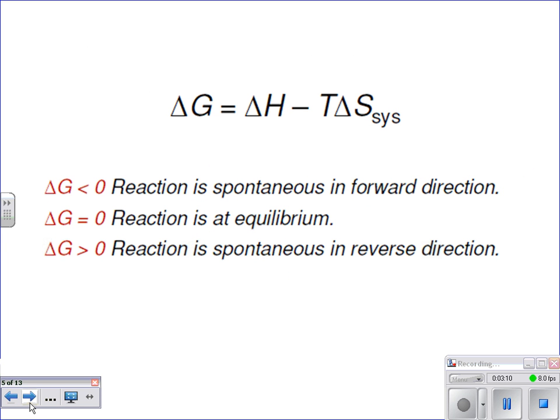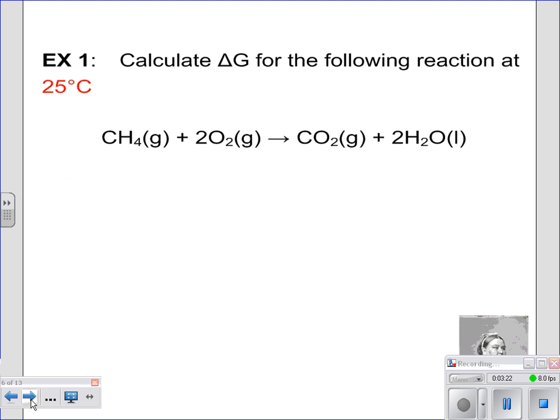Okay, so here we're just reiterating what we just said. There's the equation, and if delta G is less than 0, a negative value, then it's spontaneous. If it's positive, it's non-spontaneous. Here's our first example. We want to calculate delta G, but we're told it's at 25 degrees Celsius, so we know this is going to be pretty easy. All we have to do is use Big Mama.